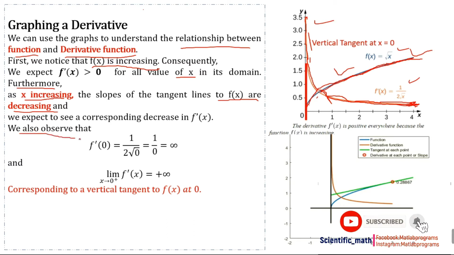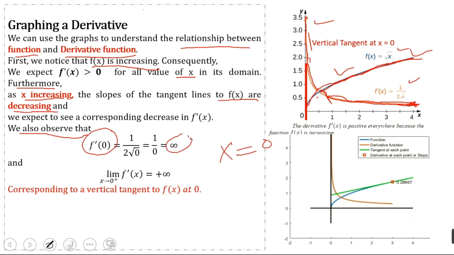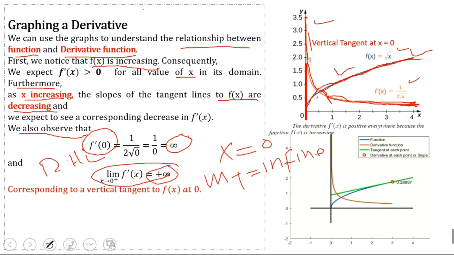We also observe that the derivative of the function at x equal to 0 is infinite. Here we also see that as x approaches 0 from the right, this is the right hand limit, f prime of x is equal to positive infinity, and this means the slope of the tangent line is infinite at x equal to 0.